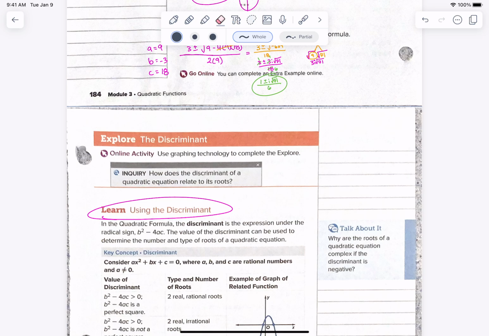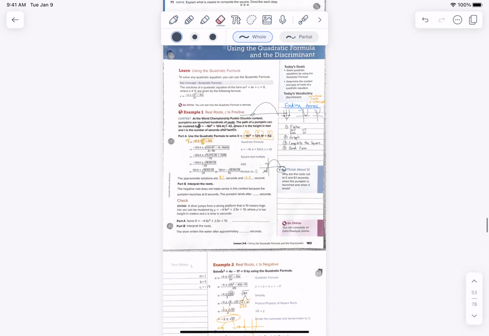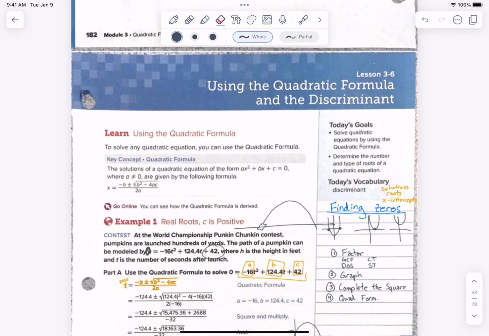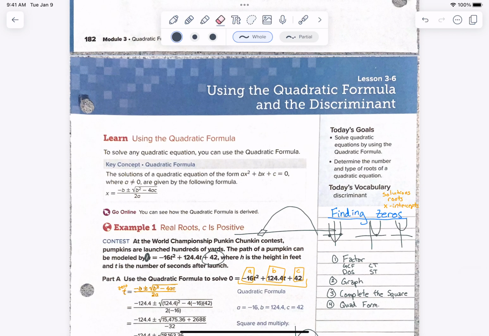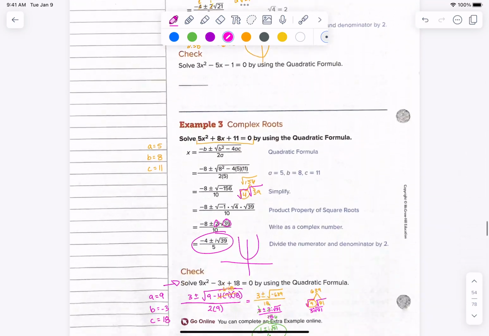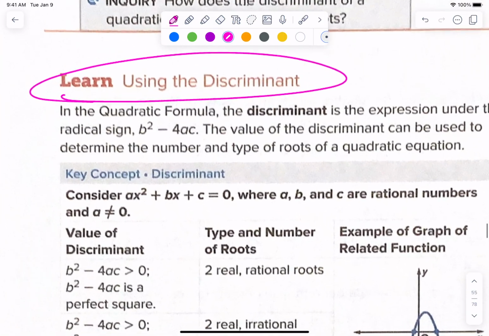All right, hey Colton, this is the second half of quadratic formula. This is 3-6. We're going to do the discriminant part of it today, okay? So here we go, discriminant.